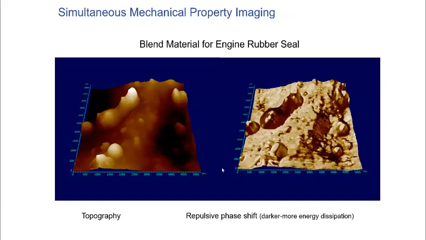And here is an image of a polymer blend. The color represents phase. This white area is made of harder polymer, and these dark areas represent softer, rubbery particles. So this gives us a means to differentiate materials by their hardness by tapping the surface at a higher drive.